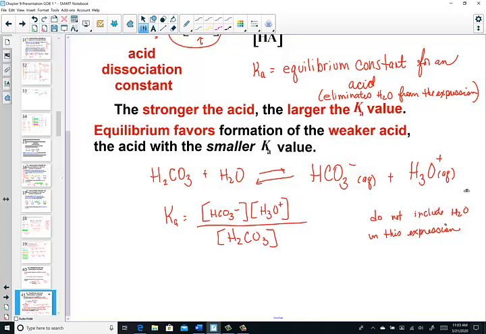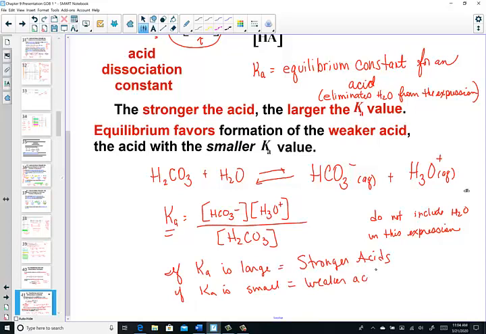The larger the Ka value, so if Ka is large, and by large I mean large in magnitude of size, you have a very strong acid. And the smaller Ka is, the weaker the acid. So remember, K values, they don't have a unit. They're just a number, but it's the magnitude of the number that's interesting to us.